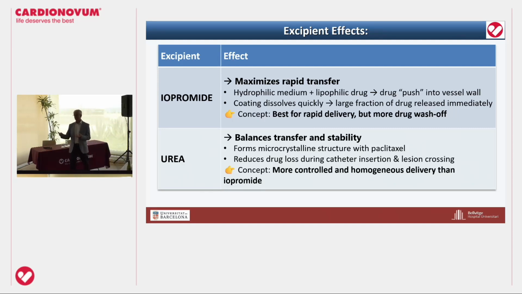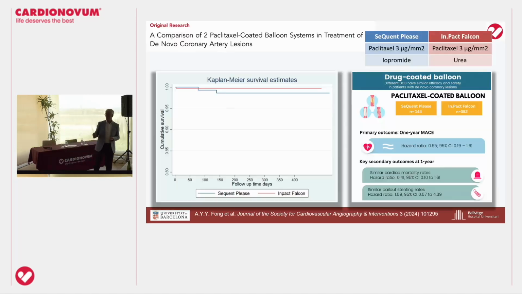It is a microcrystalline structure that forms with the paclitaxel and reduces the loss during the transfer from the balloon to the vessel wall. So it is a controlled and homogeneous delivery, more than with iopromide. But you can compare, there is a typical comparison, for example, Sequent Please, paclitaxel, 3 micrograms per square millimeter, or Impact Falcon, iopromide from Aurea. It is the same drug, the same dose of drug, but a different excipient. And the clinical results are the same.